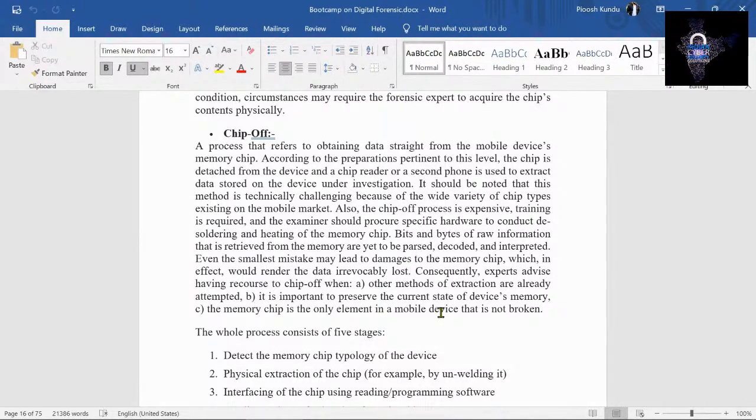The whole process consists of five stages: detecting the memory chip, the topology of the device, and the physical extraction of the chip. For example, unbundling it, and then interfacing with the chip using reading and programming software.